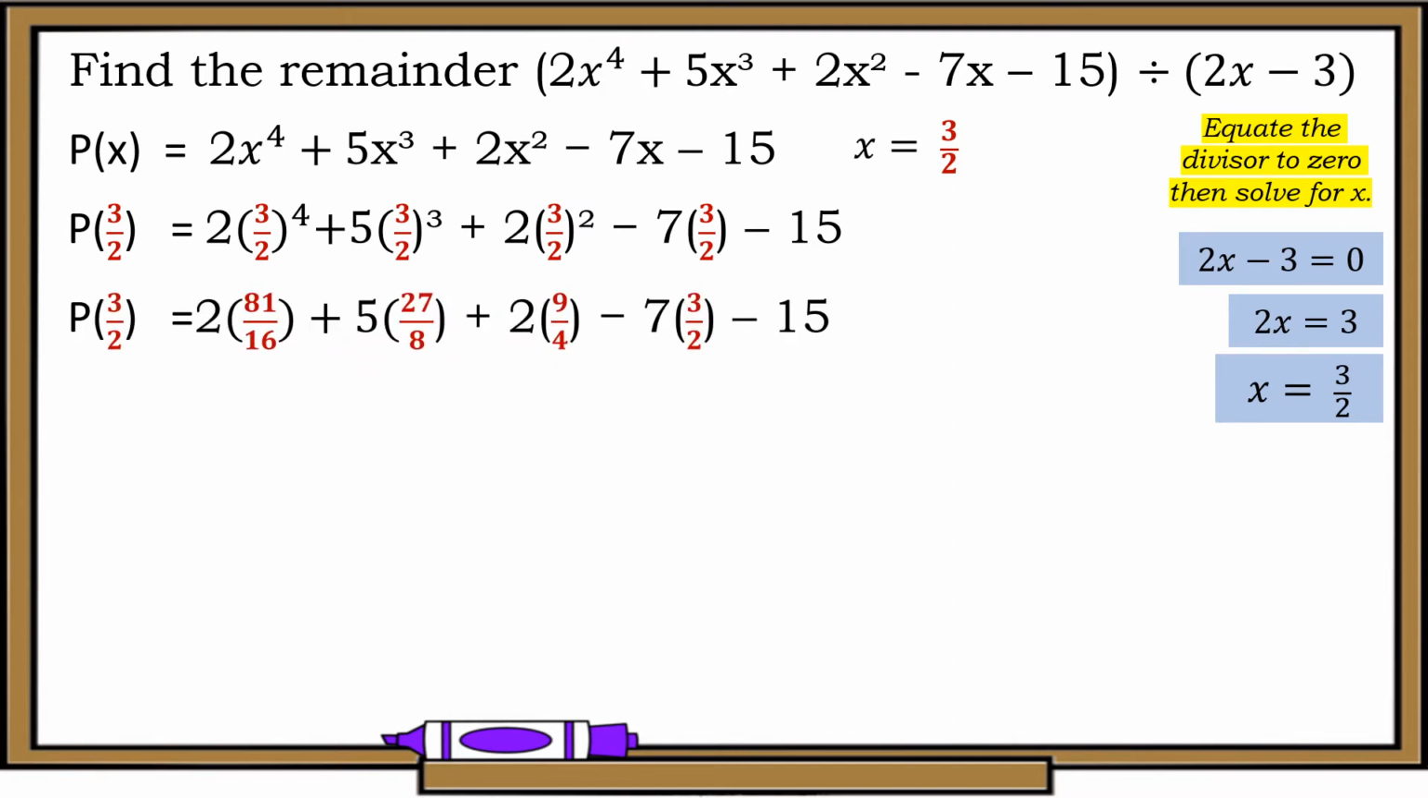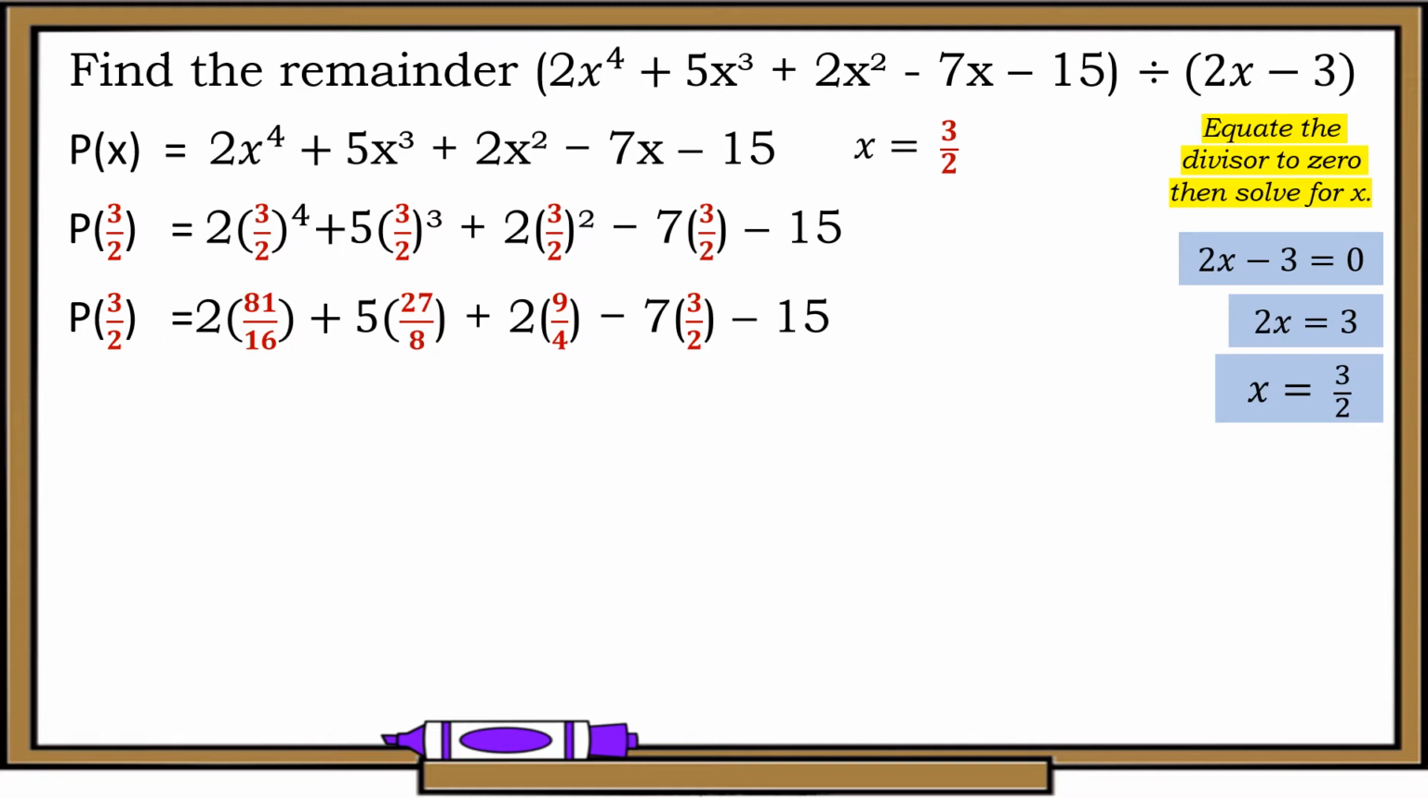Let us simplify first the exponents. 3 halves to the 4th power is 81 over 16. 3 halves cubed is 27 over 8. 3 halves squared is 9 over 4. Then we have 3 halves and we can now multiply.